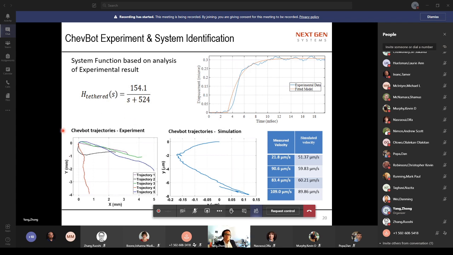We also, through those visual servoing systems, collected the trajectory of this Shabbat. You can see there is a random walk on the substrate. So it's similar to our analytical model simulated through Simulink. Yeah, so basically the velocity is also at a similar level.